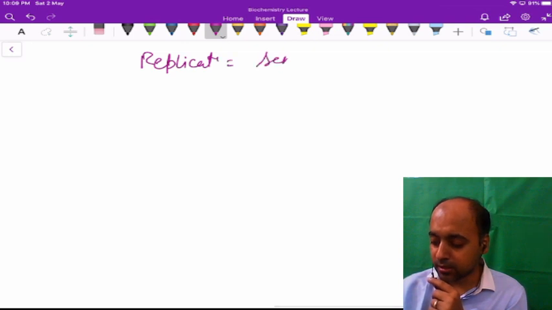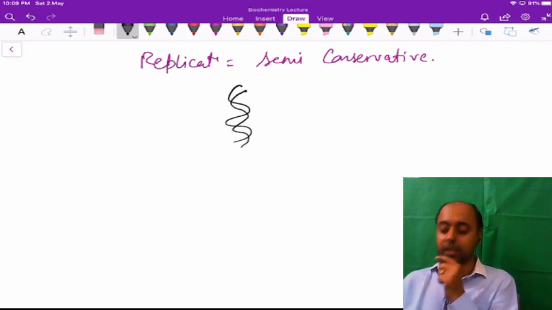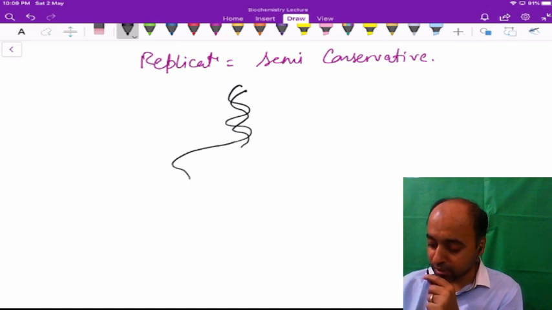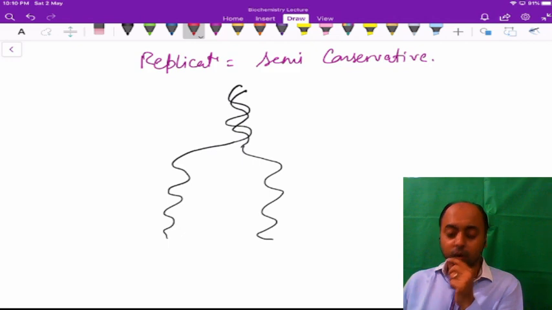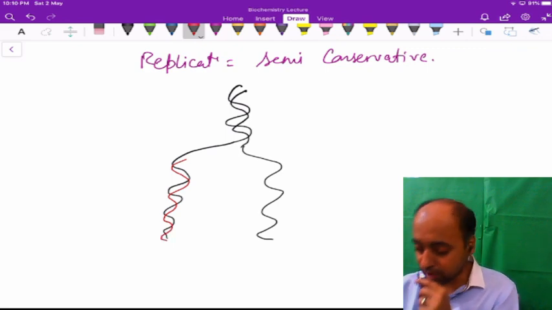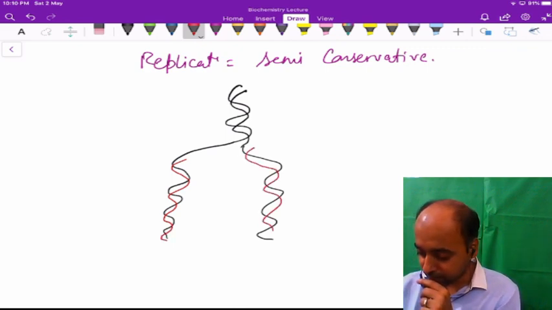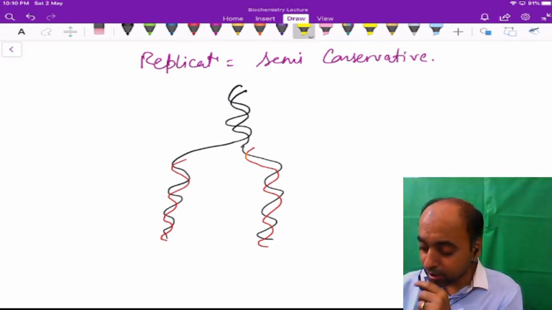Replication is semi-conservative. What this actually means, if you have the two strands of DNA, before you can replicate them, we separate the two strands of DNA. We separate the two strands of DNA, and each strand will now act as the template for the synthesis of a new strand. Each of the old strand will act as a template for synthesis of a new strand, and net result, you get two new DNA.